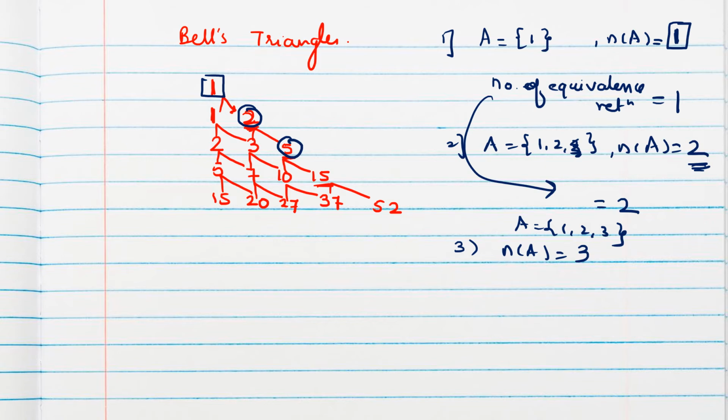Like that you can find for the fourth element also, fifth element also, sixth element also, but they won't ask more than 7 and 8, I think. So this much will be enough, or you can add one more row on your own and find the number of equivalence relations for a 6-element set.